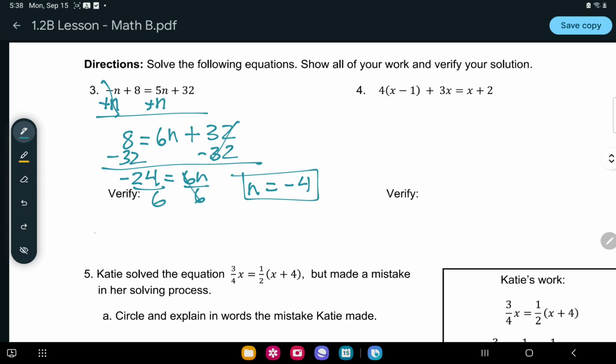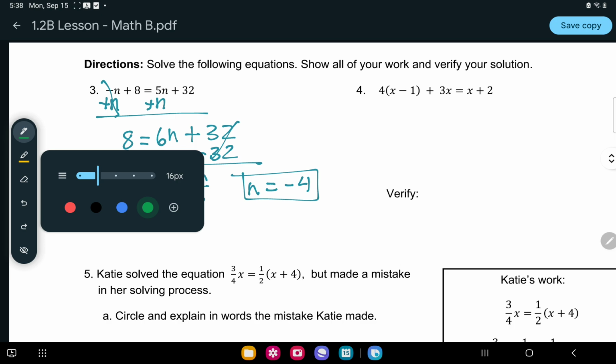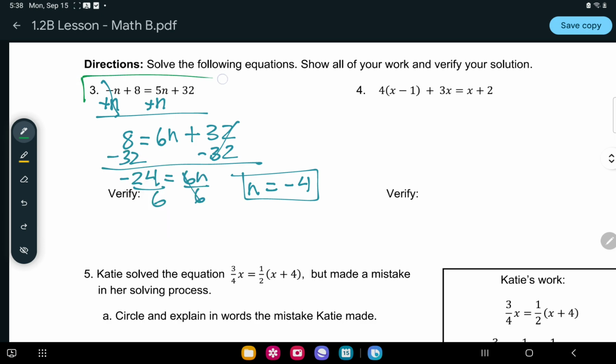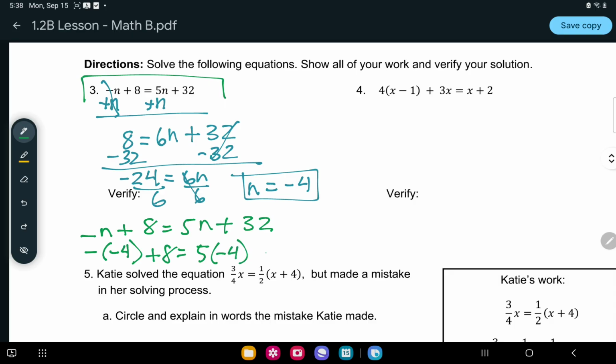It's going to ask me to verify. So when I verify in this one, I have to be kind of careful because if I look at my original equation, it started with a negative n. So when I plug in negative 4, I plug it in like that. So negative n plus 8 equals 5n plus 32. I'm just going to rewrite the original equation. Now, negative 4 plus 8 equals 5 times n was negative 4, and then plus 32.